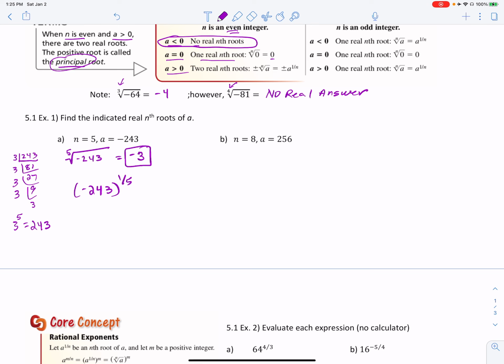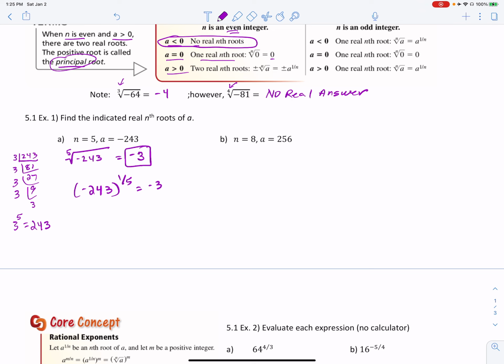The quantity negative 243 to the 1/5, that means the same, and the answer to that is negative 3. You want to try to do these without a calculator. On the sections, especially that say no calculator, do not pick up a calculator to do these. Use prime factorization to help you figure out how to evaluate these.